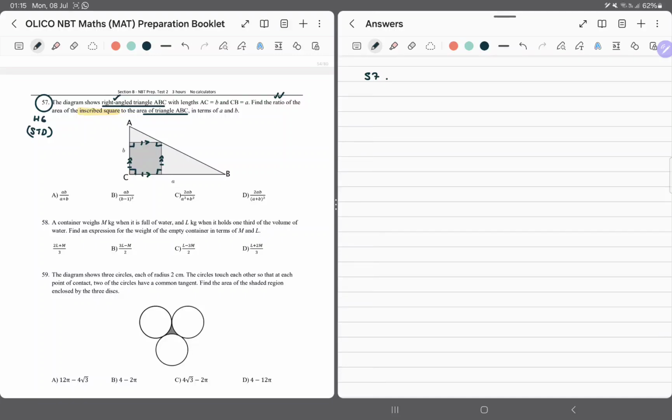Anyway, let's see, what are we going to do, guys? We can clearly see that this whole side is B, and we clearly see that this whole side is A. All right, so now the question is, what is this side? What is this side?